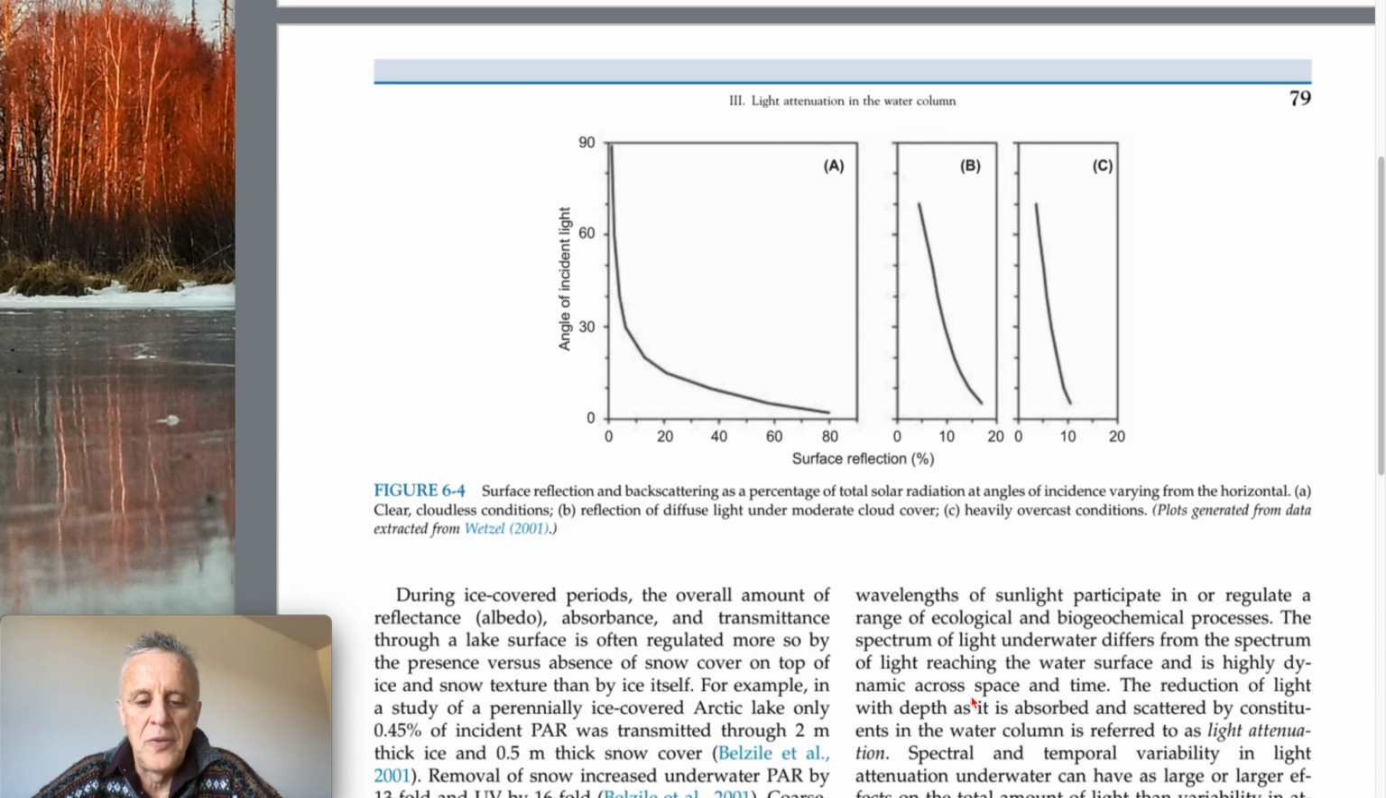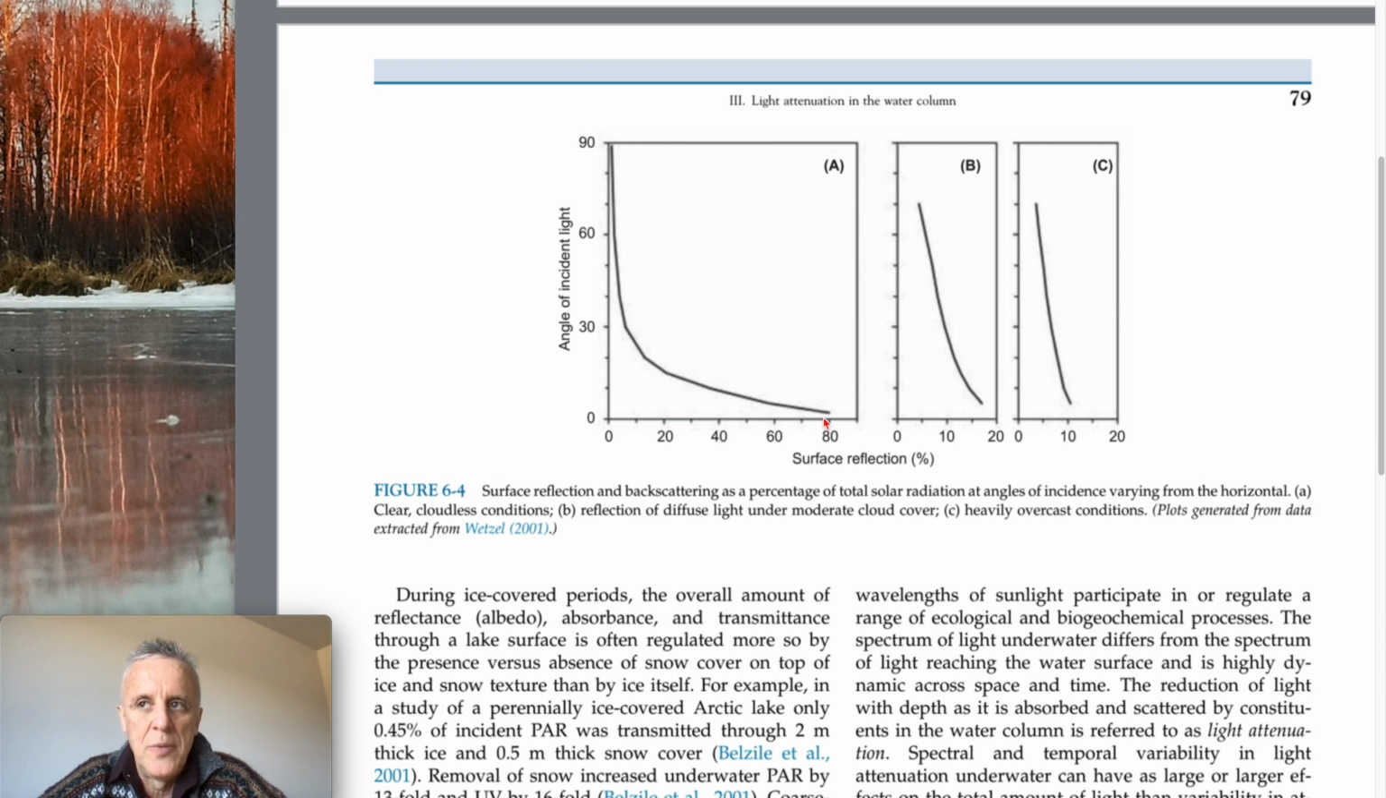So this is surface reflection, figure 6-4: surface reflection and backscattering as a percentage of solar radiation at angles of incidence varying from the horizontal. A, clear cloudless conditions; B, reflection of diffuse light under more moderate cloud cover; and C, heavily overcast conditions. So on the x-axis we have the surface reflection, and on the y-axis we have the angle of incident light.